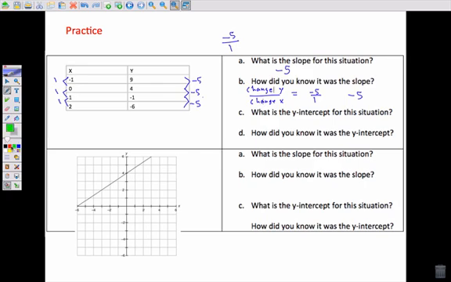The y-intercept then is found just by looking at when x is 0. So the y value when x is 0 is 4. Okay, so the y value when x equals 0 is 4. So that's how we know it's our y-intercept. So then the last one we have to look at is this graph. I'm going to start with the y-intercept, where it crosses the y-axis, and that is at 4.